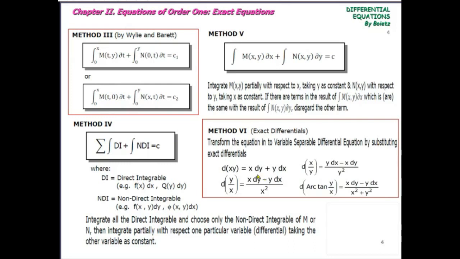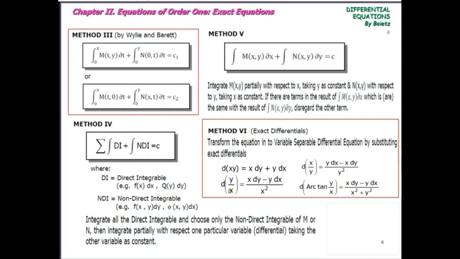Kasi minsan may makikita kang term, for example, may makikita kang term doon sa differential equation after i-expand mo or di-distribute mo yung derivative doon sa coefficient niya. May makikita kang gantong term which is exactly the derivative of xy. For example, this one, x dy plus y dx is exactly the derivative of xy. O pwede mong i-reduce. Kasi ito hindi siya direct integrable, hindi mo siya ma-integrate kasi x dy, y dx. Pero meron palang equivalent ito in exact differential, which is derivative ng xy.